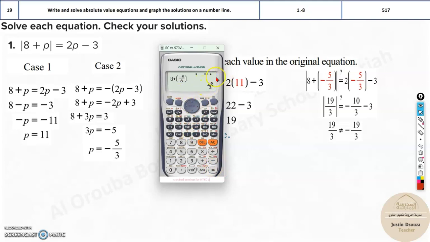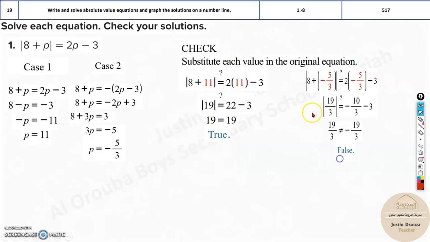The answer is positive. Even if it was negative, when it is inside the absolute value, it will just become positive. So now you can see this one is false. So only one correct answer is there. That is p equals 11. Why? Because it makes both the sides true. Whereas if you take this case, the second answer is wrong. Why? Because the equation is not balanced in this case. Because it says 19 by 3 equals negative 19, that is an error. So this is wrong. Only p equals 11 is the correct answer.